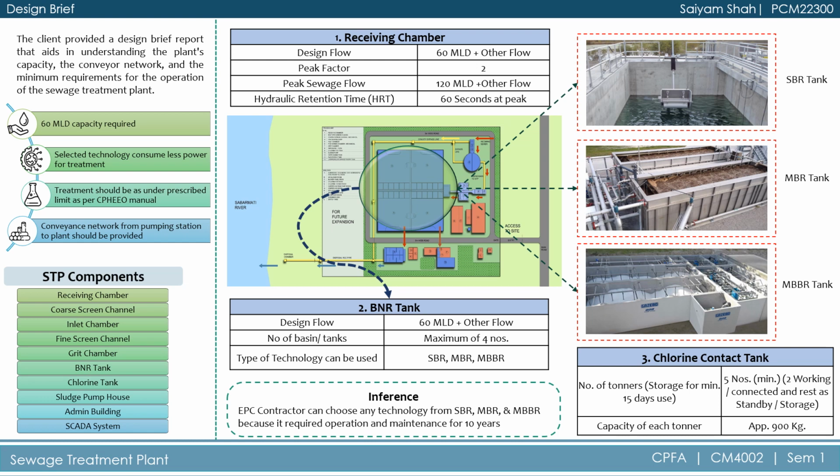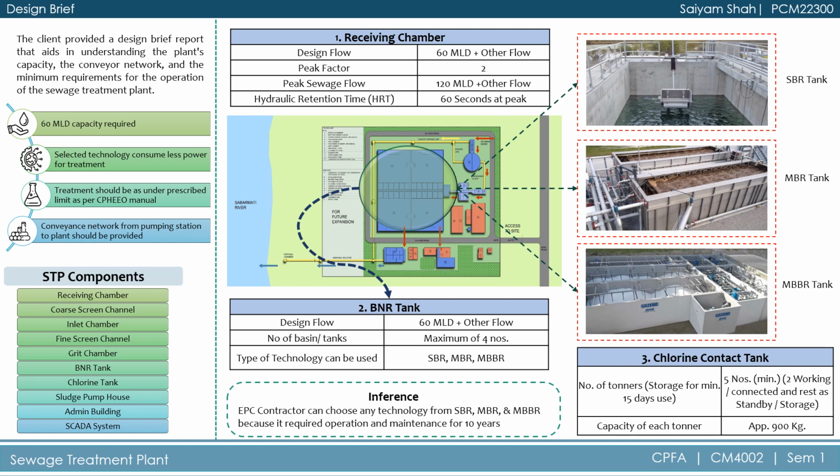The different sewage treatment plant components are receiving chamber, coarse screen channel, inlet chamber, fine screen chamber, grit chamber, biological lateral removal tank, chlorine tank, sludge house, admin building, all of which is included under the SCADA system. The client provided a design brief report that aids in understanding the plant's capacity, the conveyance network, and the minimum requirements for the operation and maintenance of the sewage treatment plant.